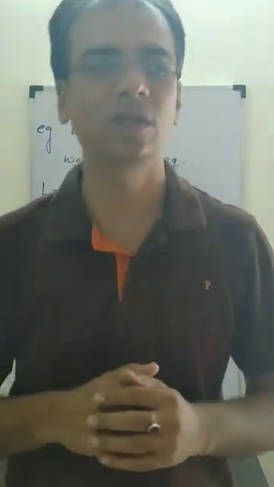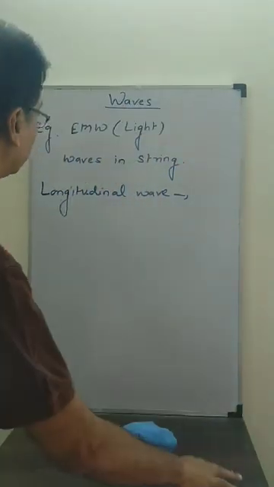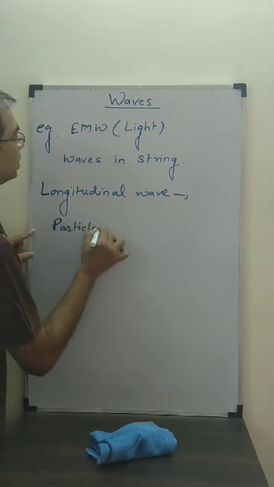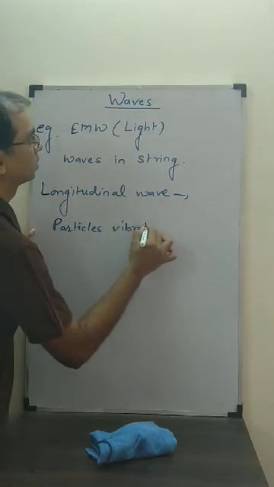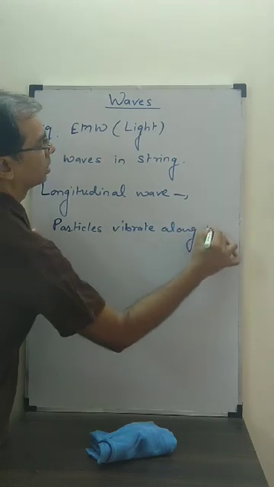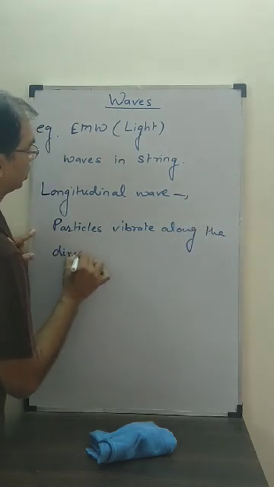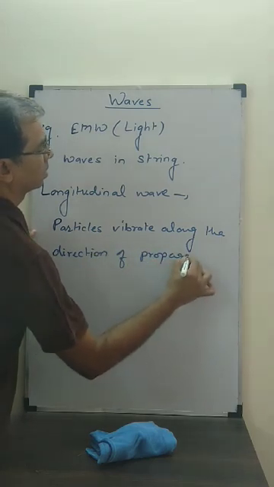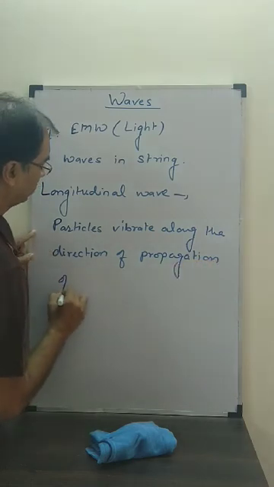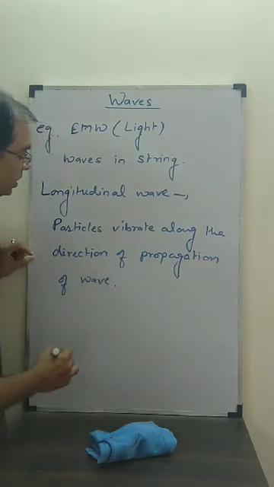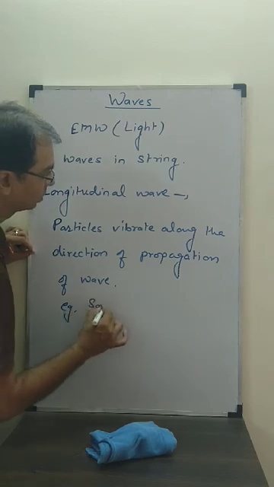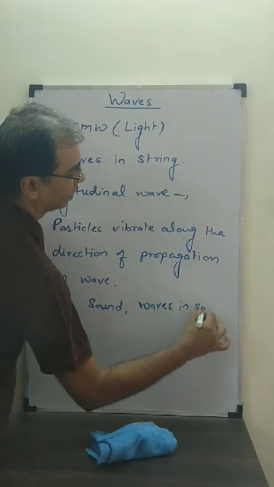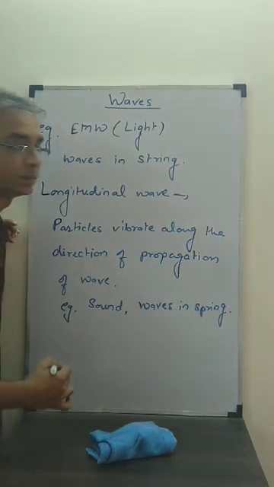So what is the definition of a longitudinal wave? A longitudinal wave is one in which particles vibrate along the direction of propagation of the wave. Its examples are sound and waves in spring. Waves in spring is also an example of this only.